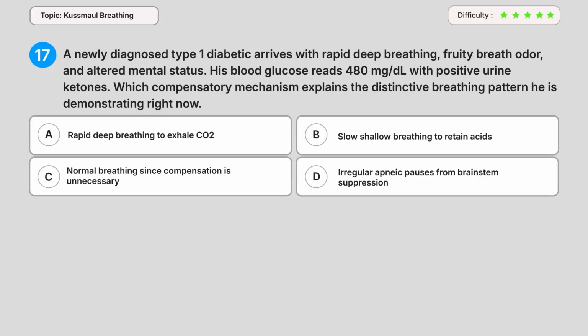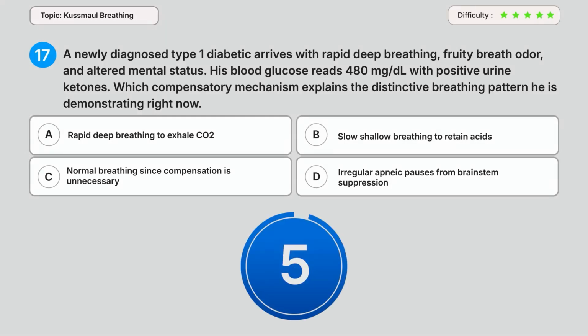A. Rapid deep breathing to exhale CO2. B. Slow shallow breathing to retain acids. C. Normal breathing since compensation is unnecessary. D. Irregular apneic pauses from brainstem suppression. Can you guess the answer?